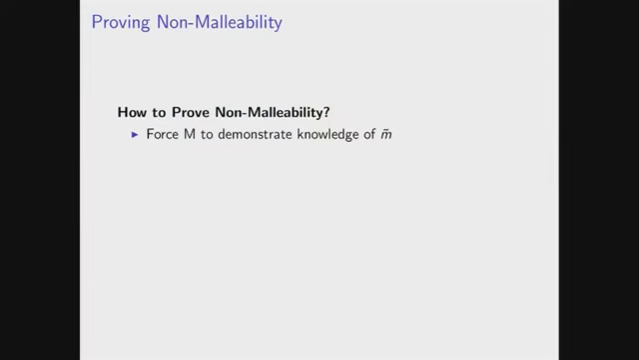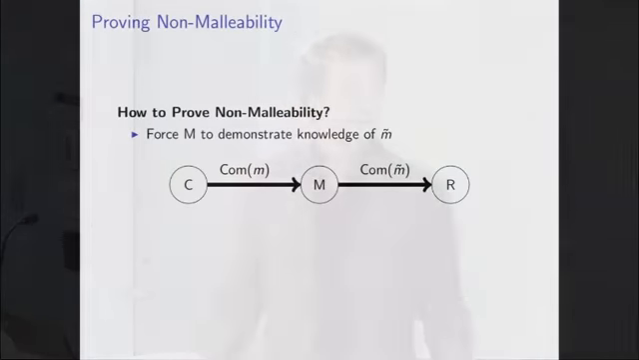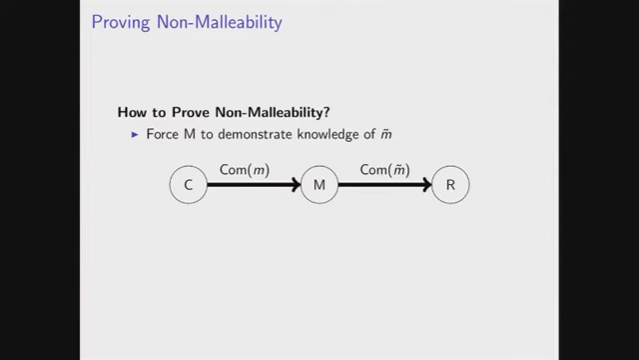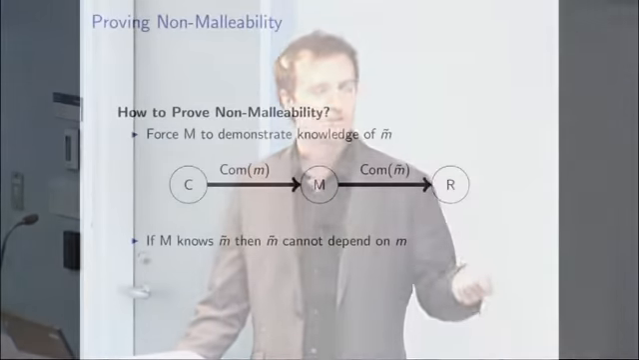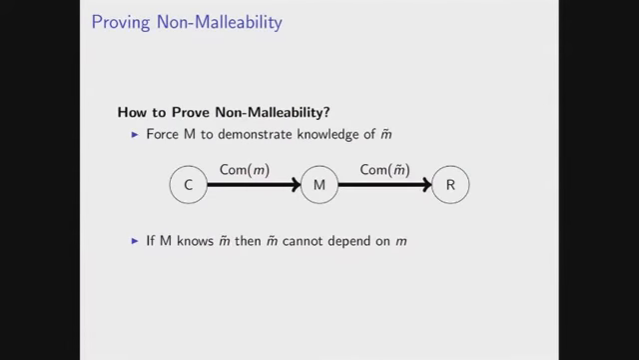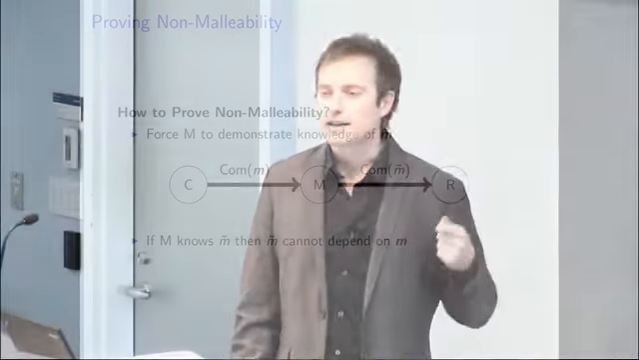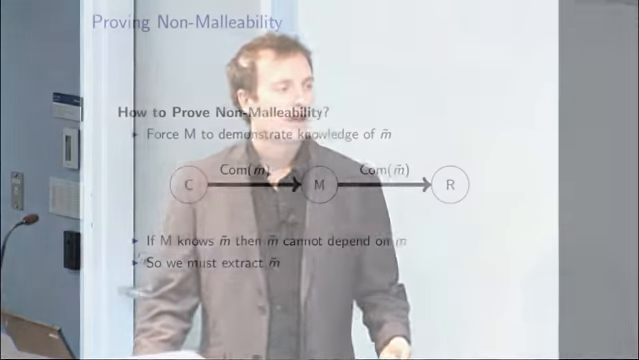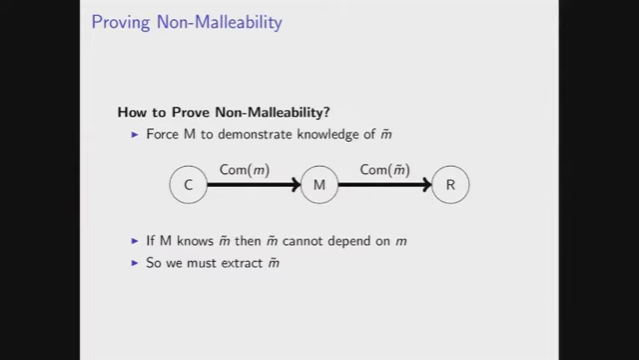And in 1991, Dolev, Dwork, and Naor came up with the really nice idea: how do you prove non-malleability? Well, you force M to demonstrate knowledge of what he's committing to. Okay, so if you look at this picture, the idea is that if the man in the middle knows M tilde, then it can't depend on M, right? Because that's just hiding. So if he knows M tilde, then the hiding of the commitment scheme says that it can't depend on M, which is computationally hidden from him. And so Dolev, Dwork, and Naor say that if you want to prove non-malleability, you have to give an extractor that will extract M tilde.